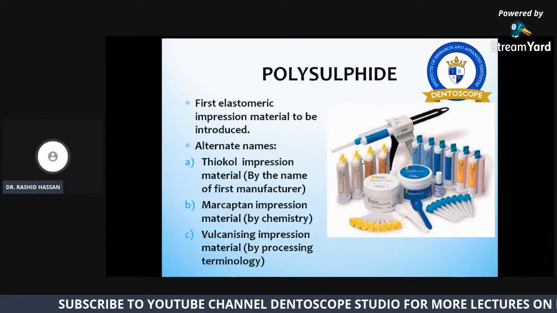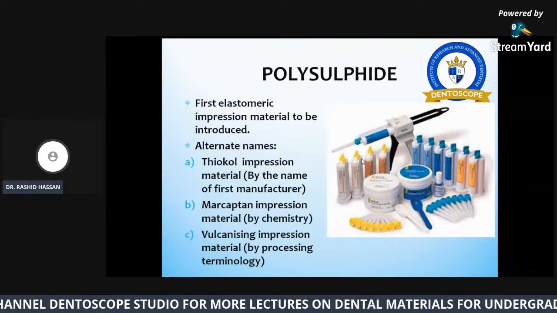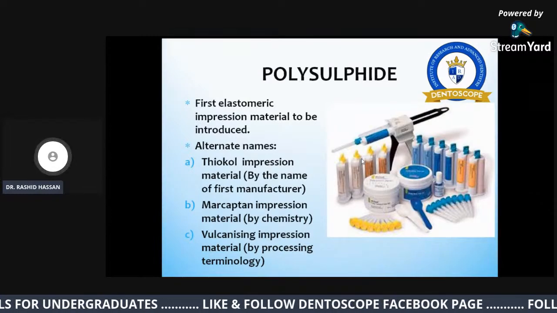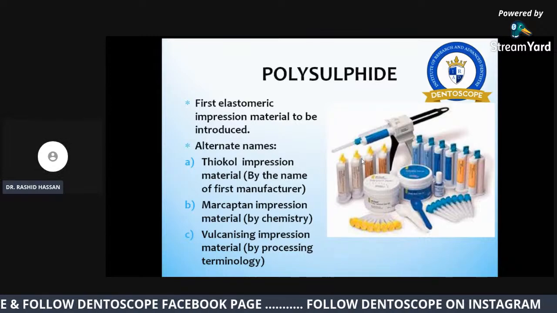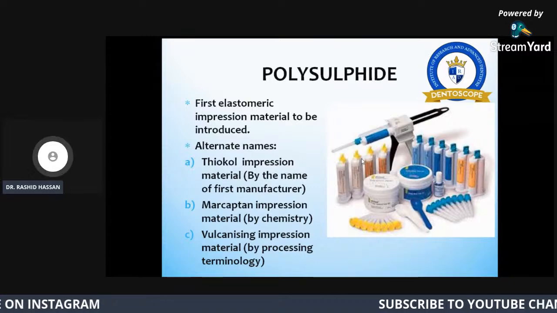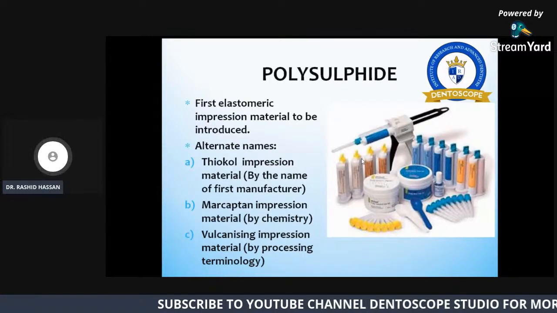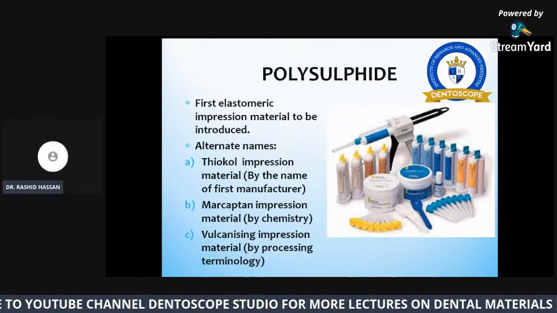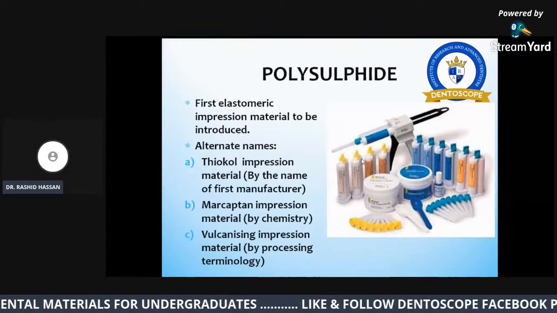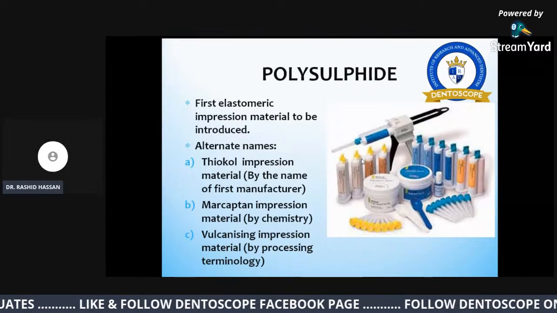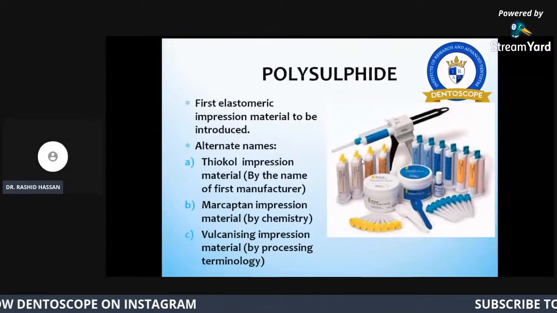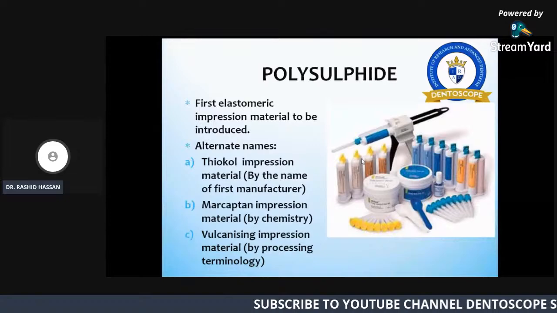So the very first elastomer which was introduced into the market was the polysulfide elastomeric impression material. It was the first one introduced into the market as a highly sophisticated elastomeric impression material. There are different alternate names given to this. First, by the name of the manufacturer, it was also called thiocol impression material. Then, due to its chemistry, due to the presence of, impression material was the name given to it.